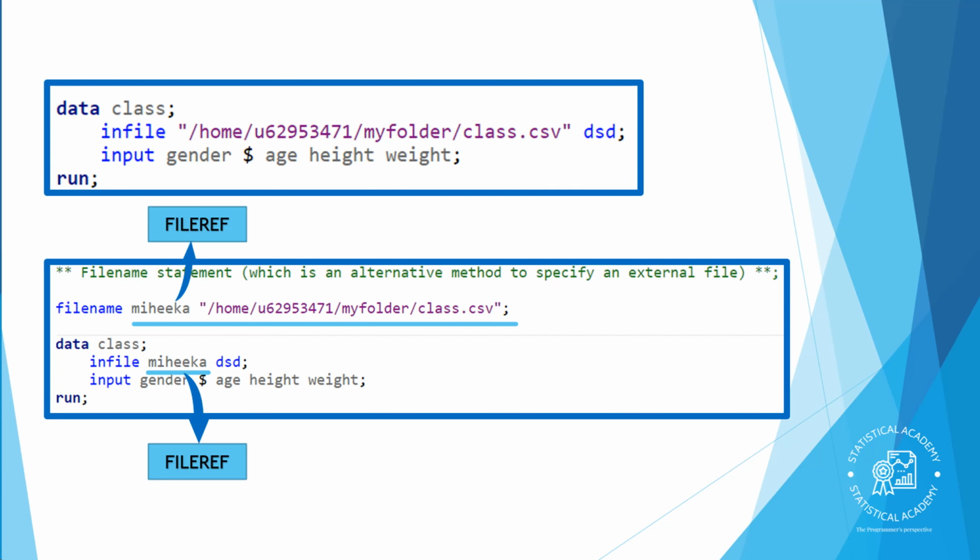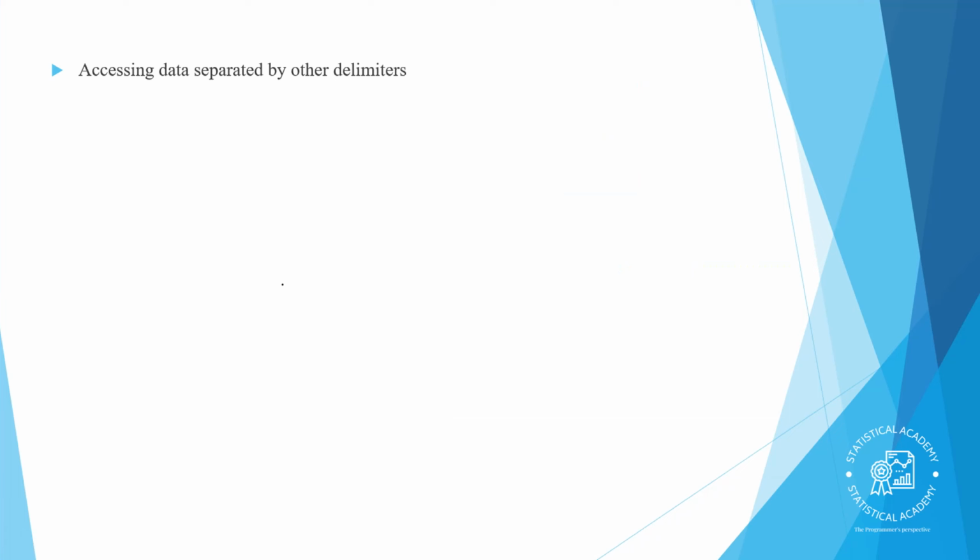The name following the FILENAME statement, Mihika in this example, is an alias for the actual file name. Notice also that the fileref in the INFILE statement is not placed in quotes. This is how SAS knows that Mihika is not the name of a file but rather a reference to it. Remember that the default data delimiter for list input is blank. Using the INFILE option DSD changes the default to a comma.